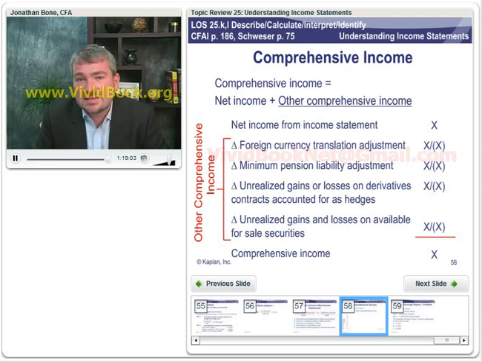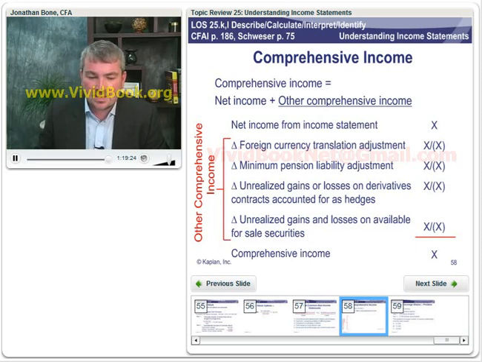Get those changes, add on your net income, and you've got comprehensive income, the total of gains to your equity holders, whether they're realized or unrealized. So it's net income plus changes in the comprehensive items, i.e. net income plus other comprehensive income.